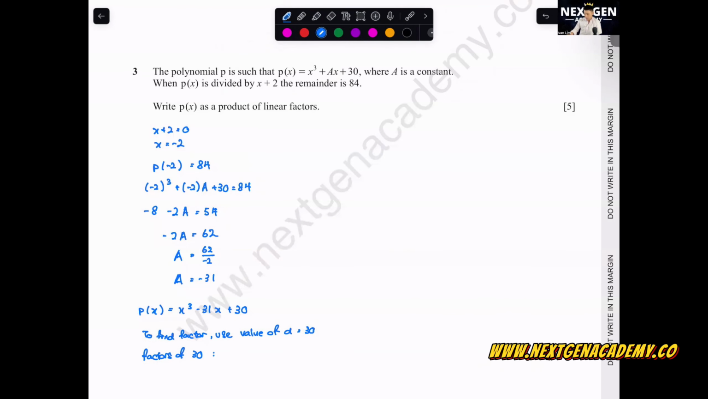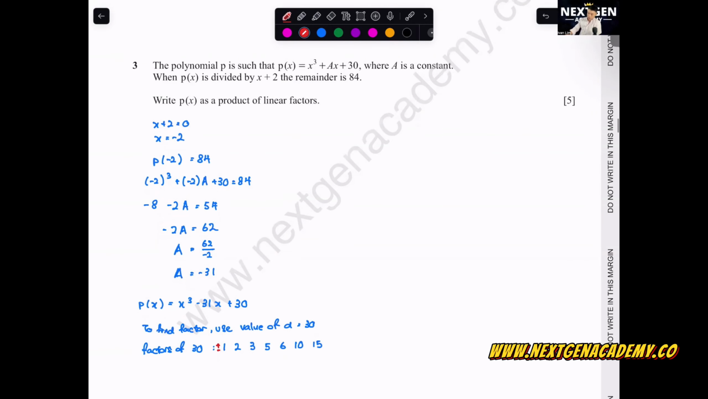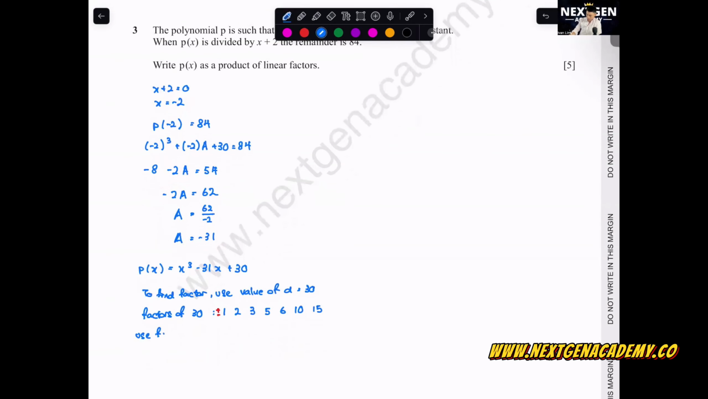So factors of 30, we can say is 1, 2, 3, 5, 6, 10, 15. Right? So it will be one of these, and all of it, you put a plus minus to it. So it's either plus 1 or minus 1, plus 2 or minus 2, plus 3 or minus 3, plus 5 or minus 5. Either one of it. How to know? What we are going to do is we use the factor theorem to test first. Don't straight away go and divide it. So use the factor theorem, which is when you put in the x value, then it becomes 0.